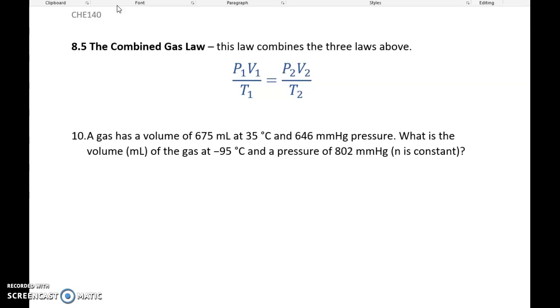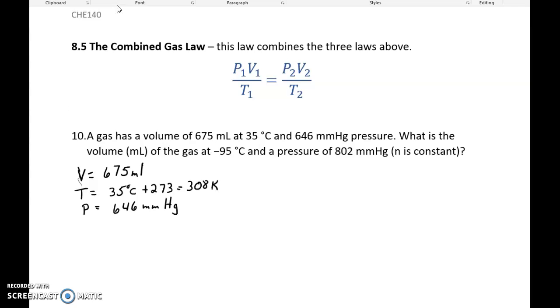We're given a volume equal to 675 milliliters. We're given the temperature is 35 degrees C, and I'm going to go ahead and add that 273 to it. You must change all of these to Kelvin, or the equations won't work. And a pressure we're given of 646 millimeters of mercury.